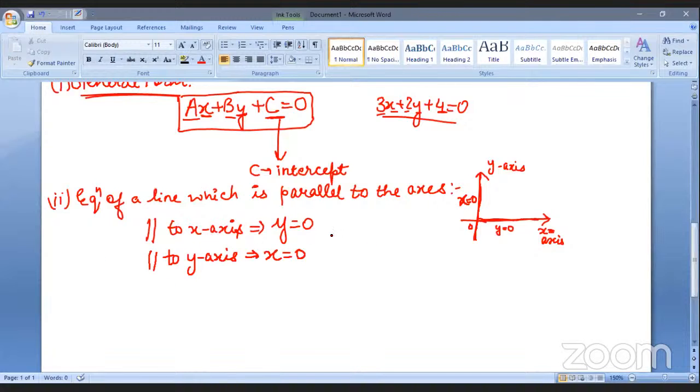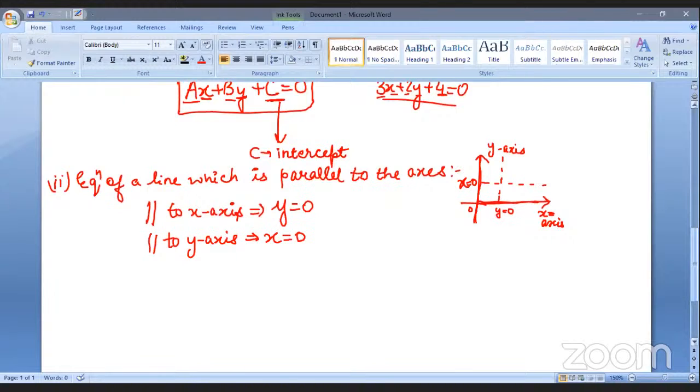Along with this, now we might have a line which is somewhere here, right? Or somewhere here, which will not coincide with the x and y axis, but they will be parallel to them. At some distance, they will be parallel to them. So what will be their equation? It is again very simple. For example, if you have something like this, we have x here, we have y here, right? And we have a line which is like this.